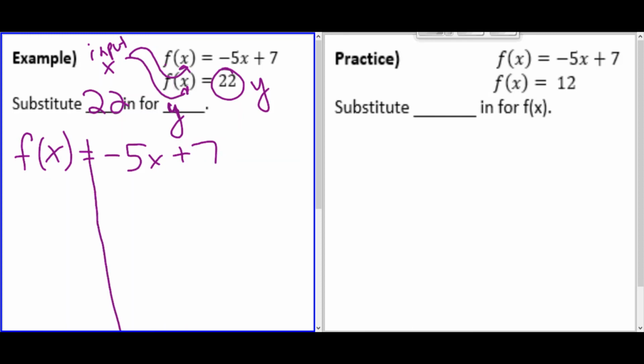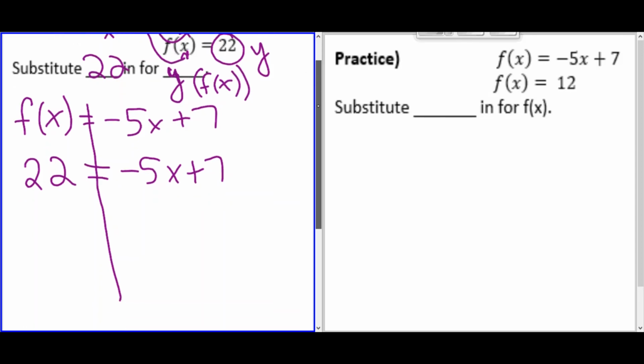So the 22 is our output, okay? So that means instead of writing f of x, I'm going to write 22 equals -5x plus 7, because 22 is not an input, so we can't put it in for x. So our only other option is to put it in for f of x. So instead of writing f of x there, we're going to write 22 there. So really, I could have said substitute 22 in for f of x if I really wanted to say that, but you could write y there.